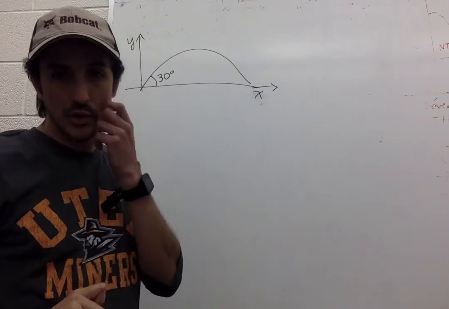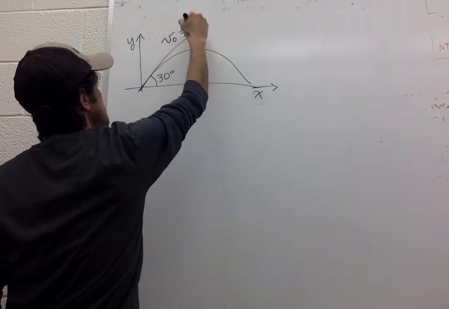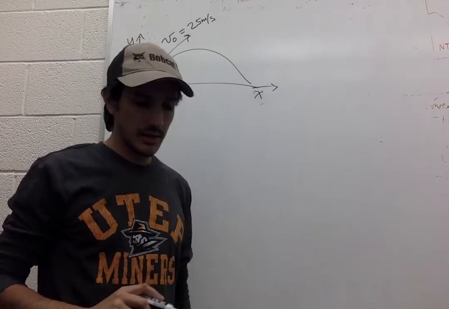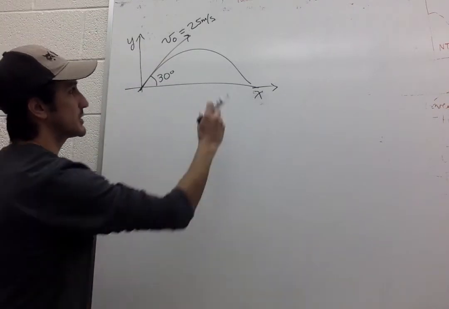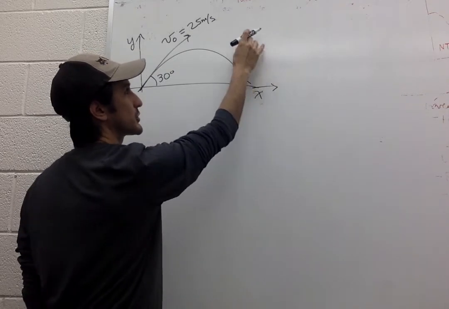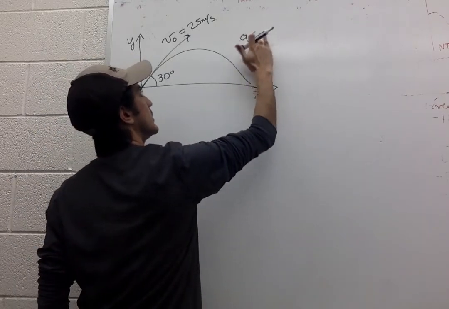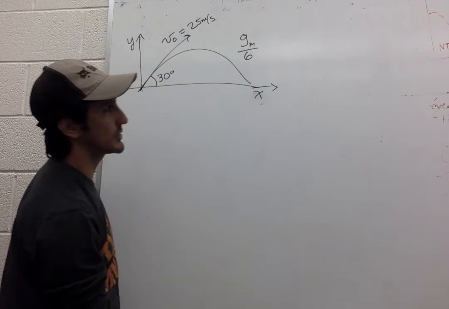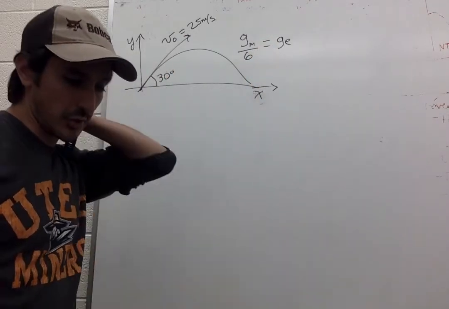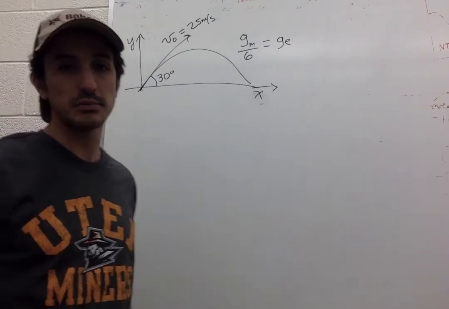And we know that the initial speed is 25 meters per second. And we also know that the acceleration of gravity on the moon is 1/6 the acceleration due to gravity on Earth. So there you go. Nice problem.